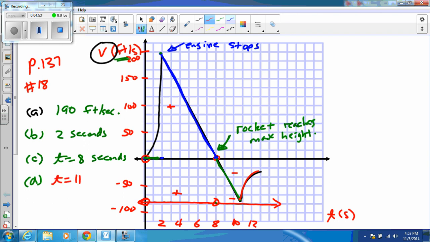So when did the parachute pop out? At t equals 11. How fast was the rocket falling then? From the graph, it looks like this velocity here, v of 11, is negative 90 feet per second. How fast is a question about speed, and so we're going to say that the speed, the absolute value of velocity, is 90 feet per second. That's how fast it's falling.